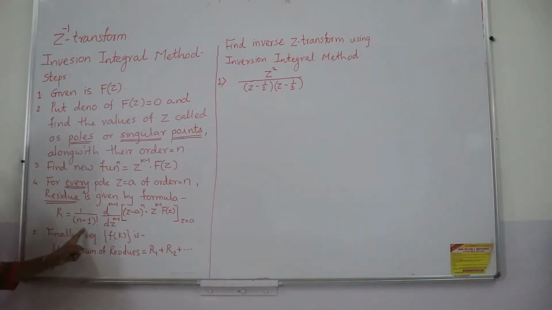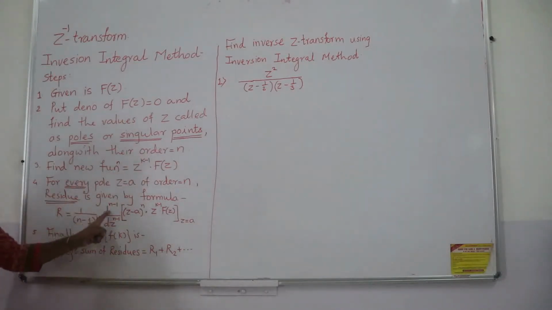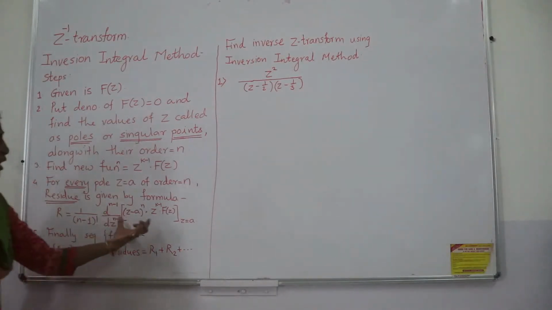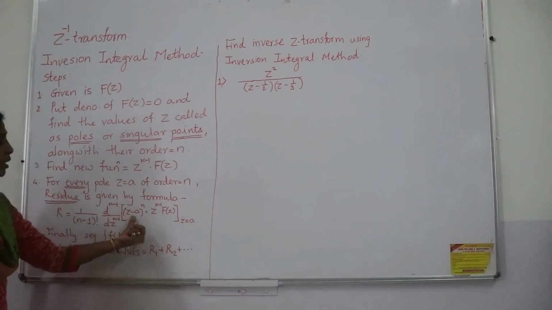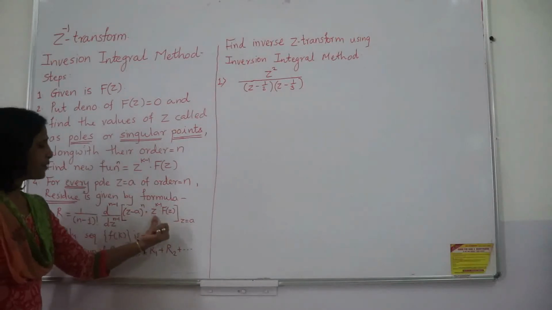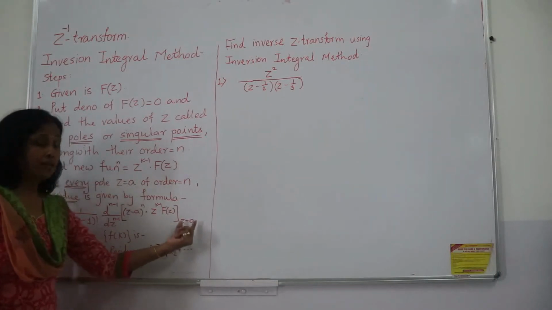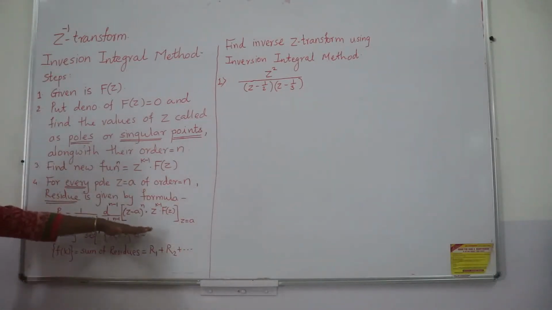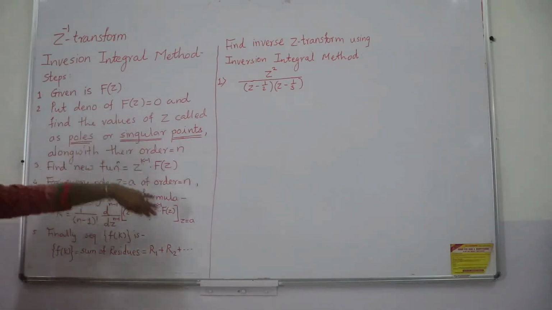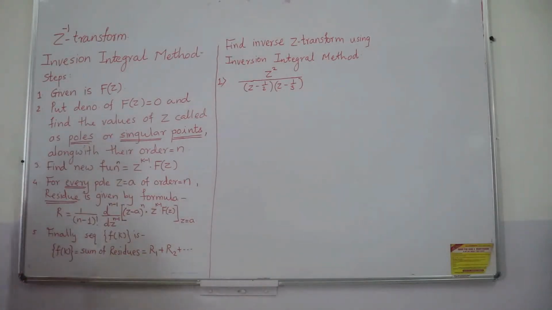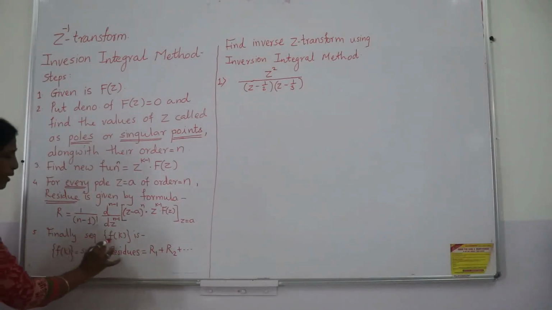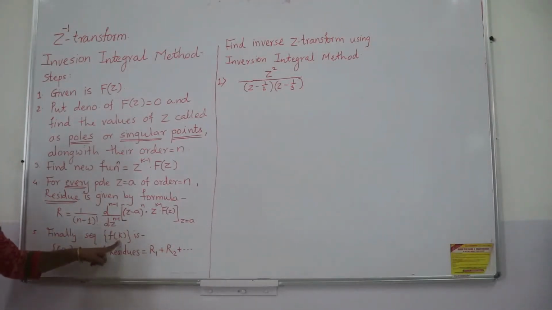Residue is 1 upon (n minus 1) factorial, where n is the order, times the derivative of order n minus 1. Whatever the order n is, you reduce the derivative order by 1. So d^(n-1) by dz^(n-1) of the function (z minus a) raised to n multiplied by z raised to k minus 1 F(z). After finding the derivative, place the value z equal to a. After solving, you will get the first residue. Then you go for another pole and get another residue. In this way you continue, and finally you have to find the sequence f(k). That is your main target here.